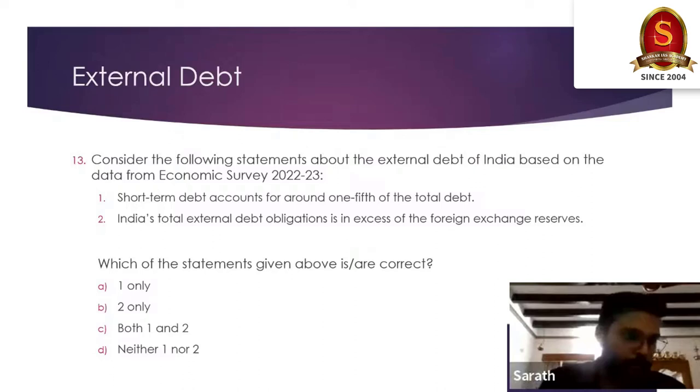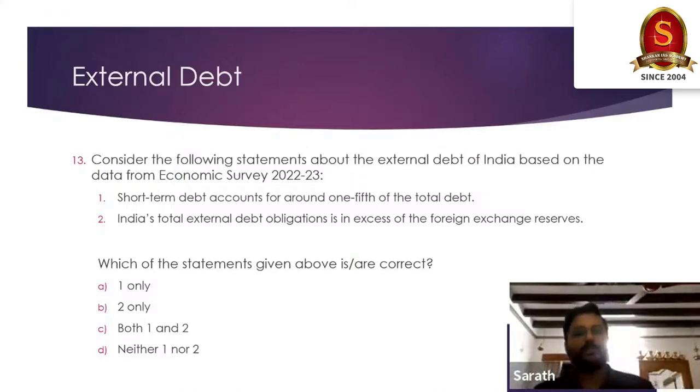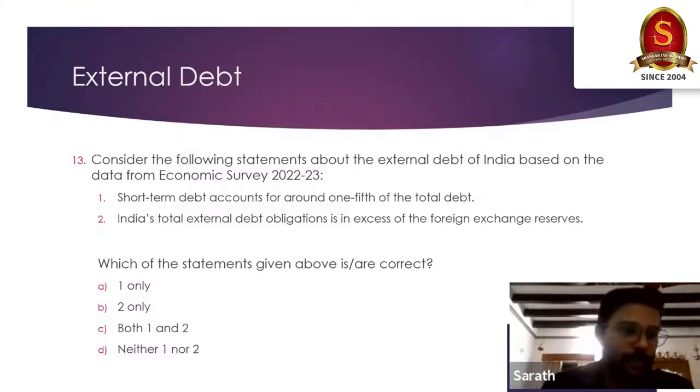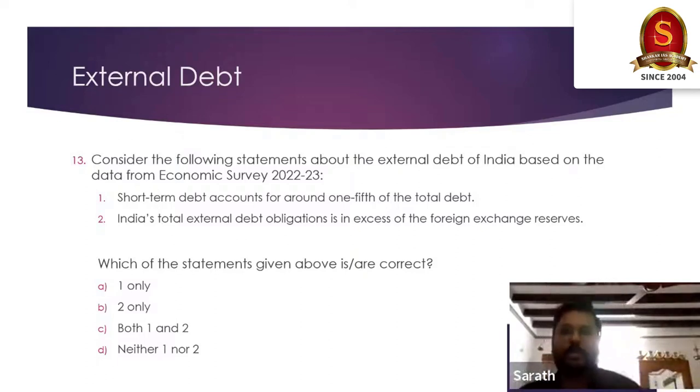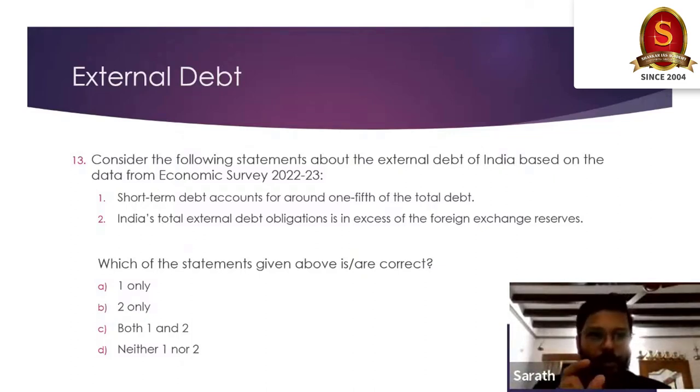Anyway, so the answer here is, let's take a look at the statement. Consider the following statements about external debt of India based on the data from the Economic Survey. Short-term debt accounts for around 1/5 of the total debt. So that is again a very data-driven question. Short-term debt means debt that we have to repay within 1 year. So it's an external debt analysis kind of question.